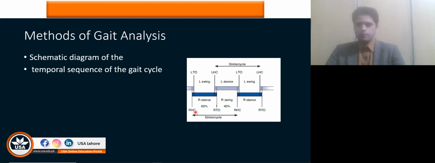Now the accelerometers that I talked to you about are attached to the body segments of interest for the direct measurements of segmental acceleration, from which segmental velocities and displacements are derived. So these accelerometers are used for this reason.